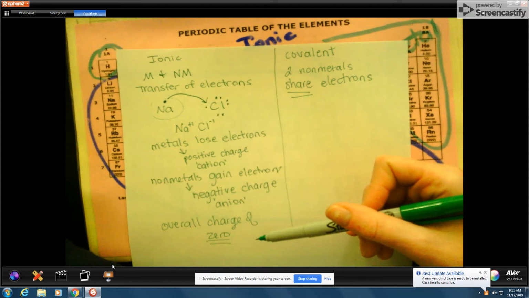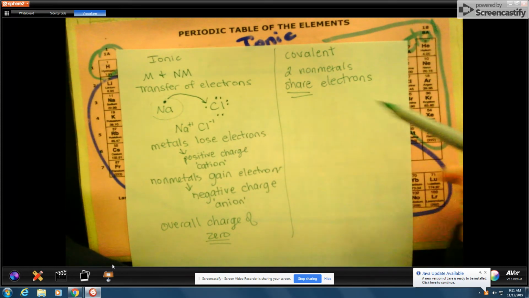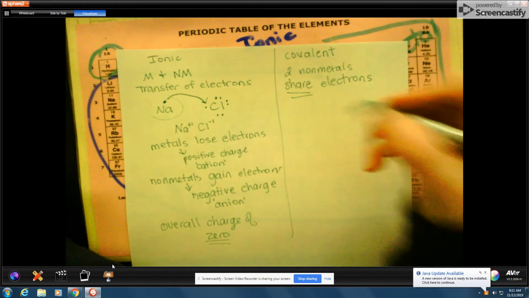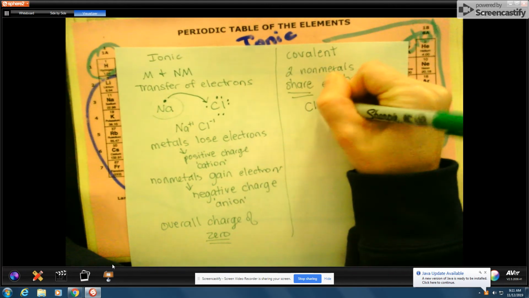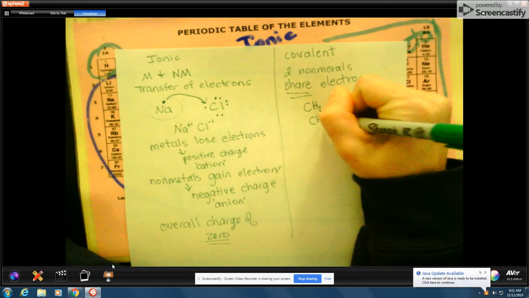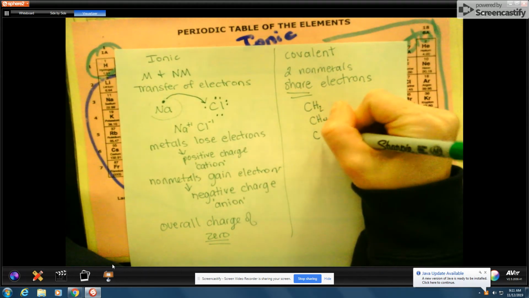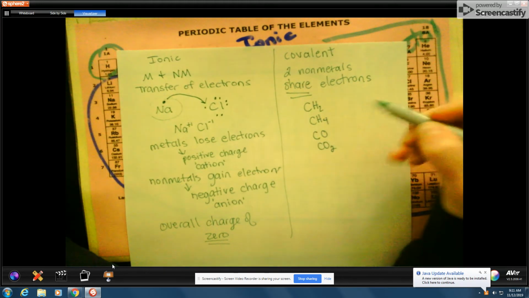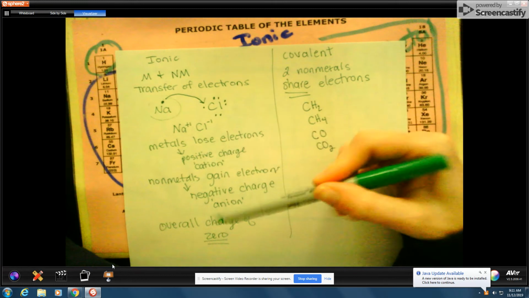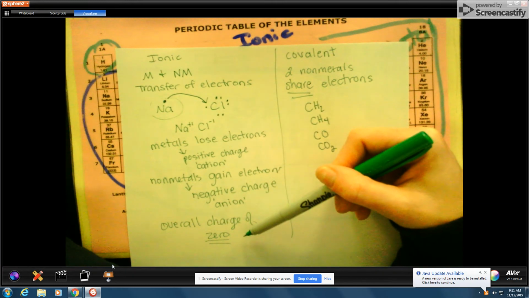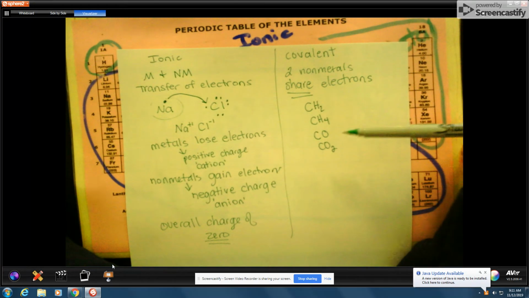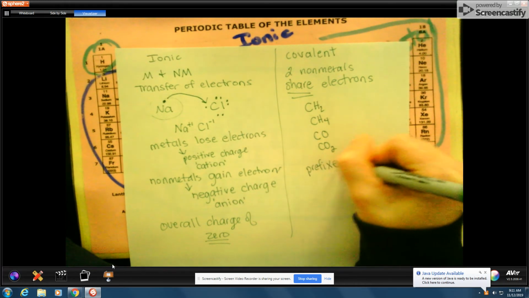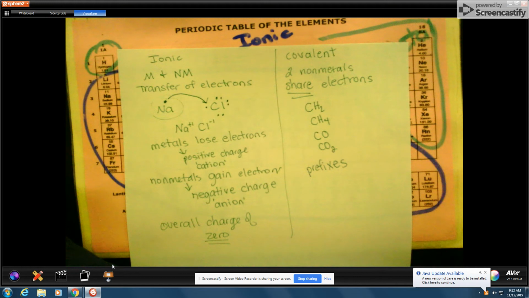We also don't have to worry about an overall charge, but because they're sharing, they can combine in a lot of different ways. So you could see something that looks like CH2, you could see CH4, you could see C with an O and CO2, so there's not one fixed ratio. This side has a fixed ratio because of this overall charge of 0. These guys can combine in a whole lot of different ways. So when you're naming these, you have to use those prefixes, and I'll get into those in the next video.